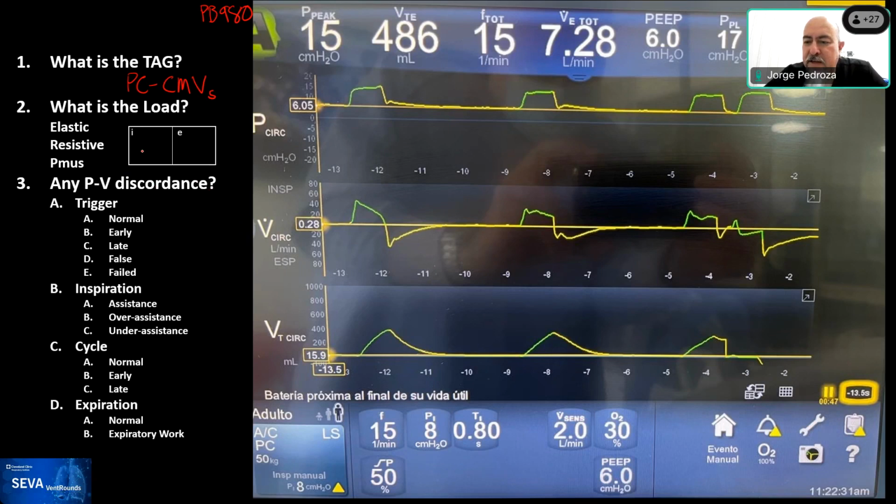There are people saying that in inspiration we see PMUS, and in expiration some say that it's elastic, some say it's also PMUS. So why would you say that in the inspiratory phase we are seeing PMUS? I can't draw over it, but I'm pretty sure that Eduardo will do it. Do you want me to draw through inspiration first? Yeah. So yes, there's PMUS in the inspiration phase.